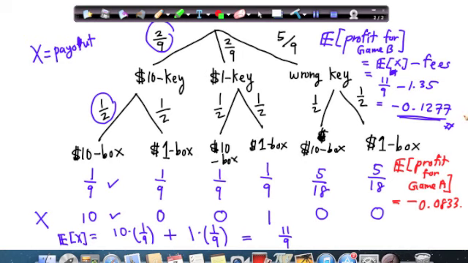So our conclusion is that we should choose to play game A instead of game B because it has a smaller expected loss. So the conclusion is choose to play game A. Right, the reason is that the expected loss is smaller than the expected loss for game B.